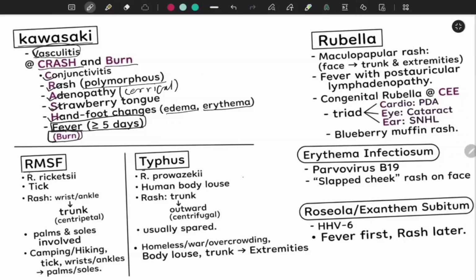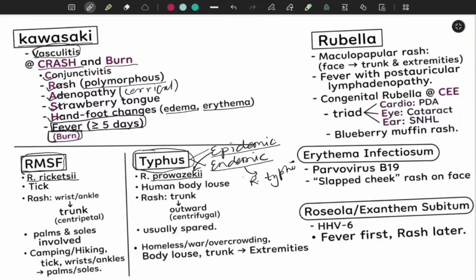Now we will see two rickettsial diseases, that is Rocky Mountain spotted fever and typhus. Rocky Mountain fever is caused by Rickettsia rickettsii. Typhus is of two types, epidemic typhus and endemic typhus. Epidemic typhus is caused by Rickettsia prowazekii, and endemic typhus is caused by Rickettsia typhi. The vector for Rocky Mountain fever is tick, and for typhus, for epidemic it is human body louse, and for endemic, it is rat flea.